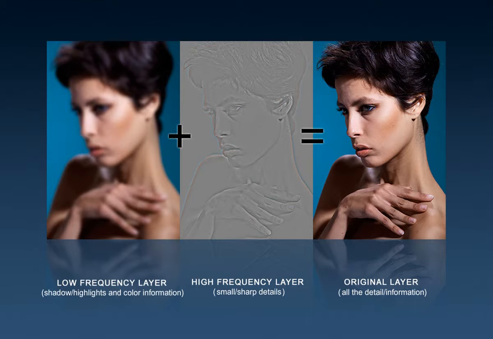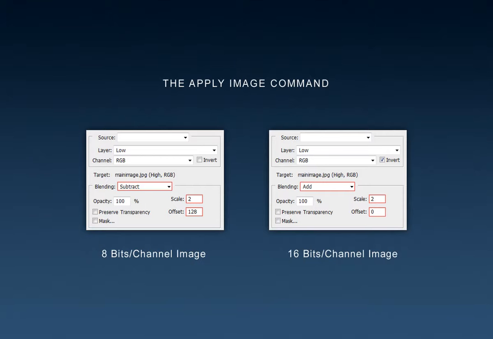Now, in order for us to split an image into two frequencies, we are going to be using something that's called the Apply Image command. The thing you need to know about this command is that the settings for it are different when working with an 8-bit image as opposed to a 16-bit image. And on this slide, on this image, you can see what settings need to be applied in order for us to properly split our image.